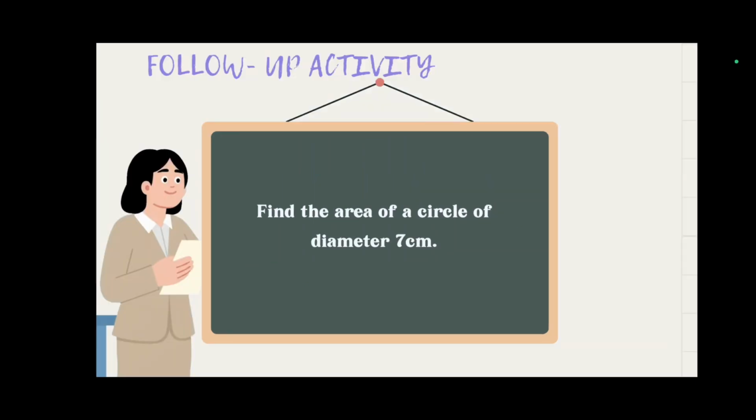Now, here is a follow-up activity for you. Find the area of a circle of diameter 7 cm.